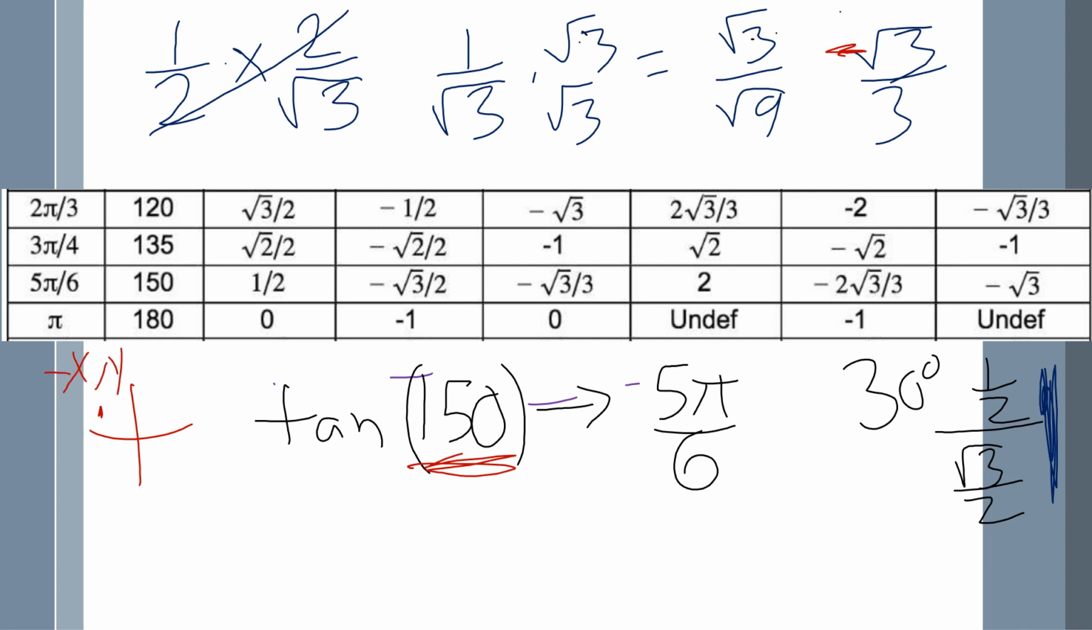And we know that the trig ratio for tangent is sine over cosine. And because cosine is negative, that's going to make the whole thing negative. And that's all you have to do. That's it. And that's how you do that unit circle. And that's all the stuff in quadrant 2.